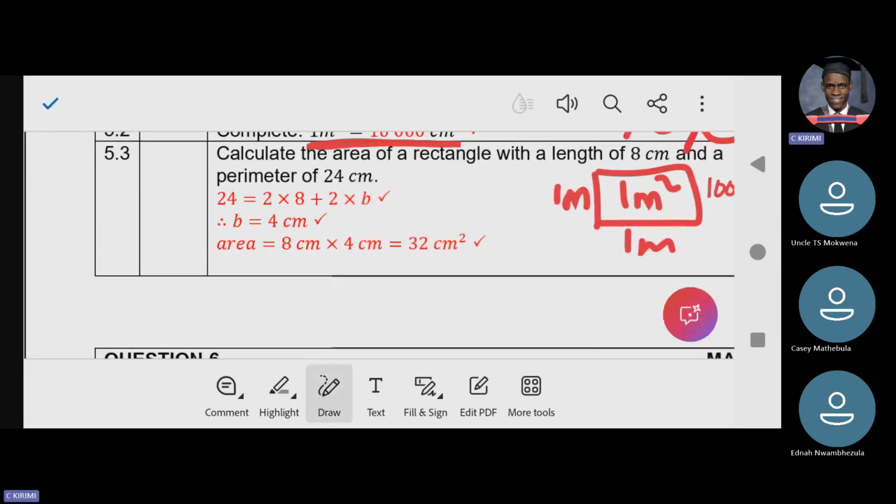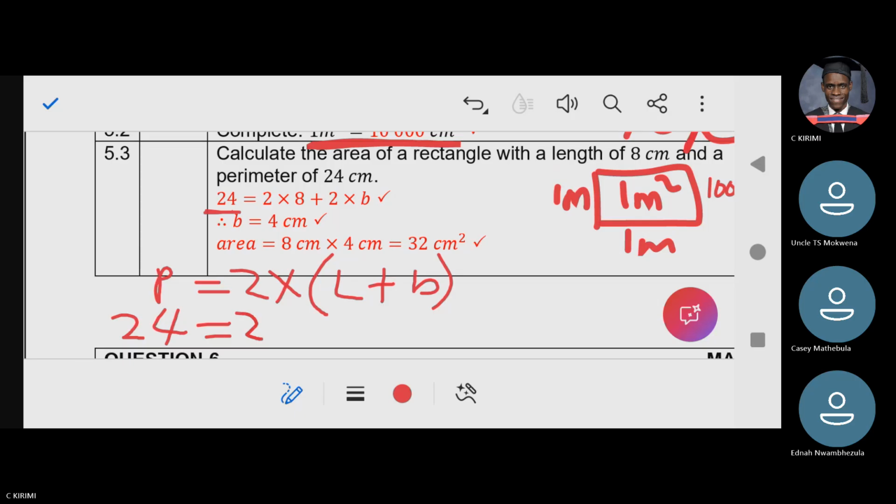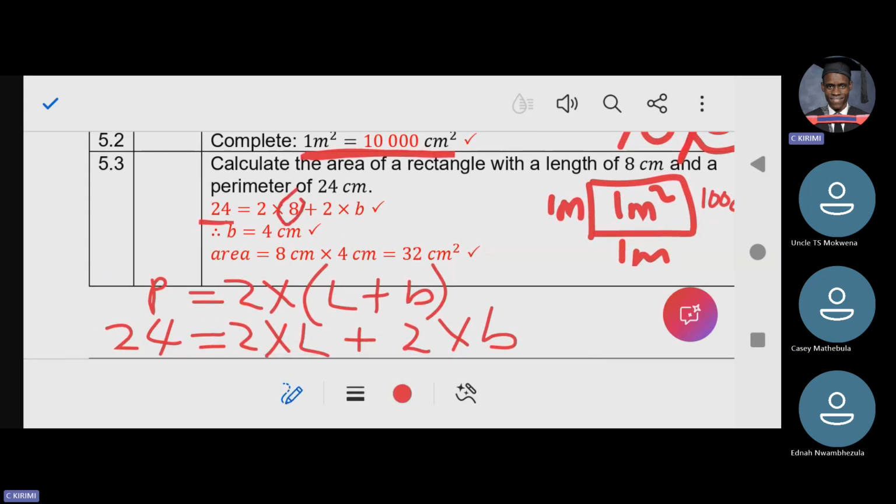So you know that the formula for perimeter is 2 times the length plus the breadth. I don't know what the breadth is, but I'm told that the perimeter is 24. So 24 is equal to 2 times the length plus the breadth, which means 2 times the length plus 2 times the breadth using the distributive property. But I know the length. The length is 8. That's why 24 is 2 times this 8, because you know the length. The length is 8. So 8.